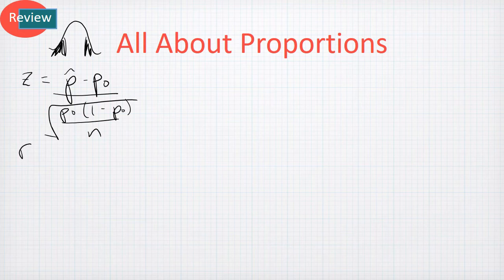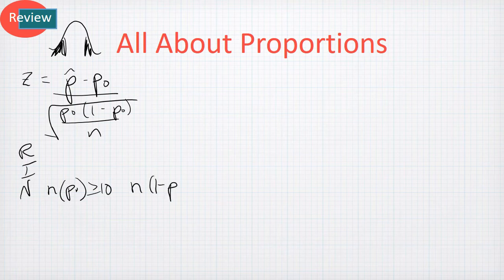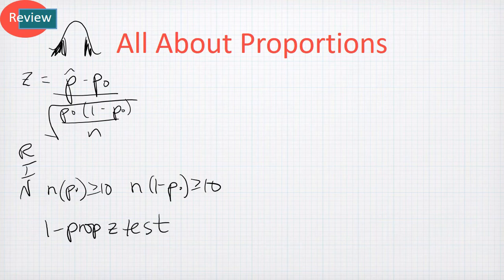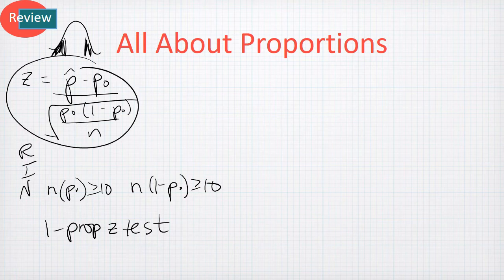So random, independent, we're talking about 10%, and then for n, remember that it's n times p is greater than or equal to 10, and n times 1 minus p is greater than or equal to 10. So those are our conditions. We use our z-score to get our p-value, and that's what we need to do. On the TI-89, if you'll remember, this is a one prop Z test.